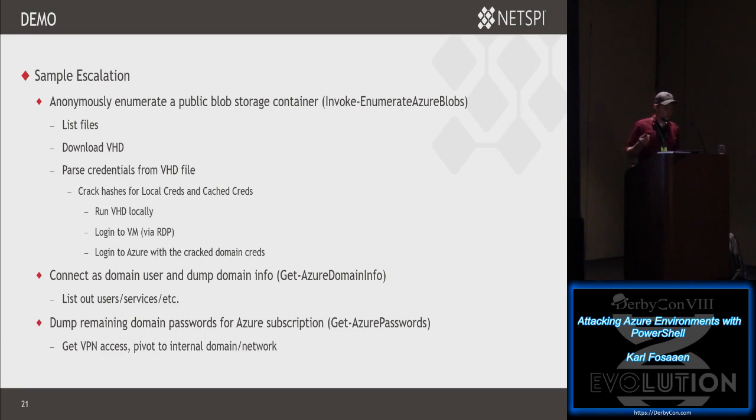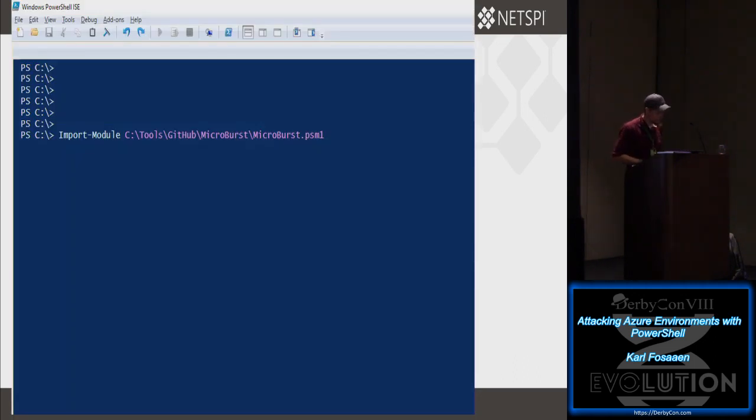First thing that we're going to do is enumerate a public blob storage container. There's a number of different ways that we can run into these public storage containers, either authenticated or unauthenticated. In this case, we will be unauthenticated. We'll find a microburst container and get a VHD file. I'm not going to read through all of this because I'm just going to show you the example, but wanted to prime you for that right here. So the first thing we're going to do is import the module for MicroBurst and run as soon as I can hit play here.